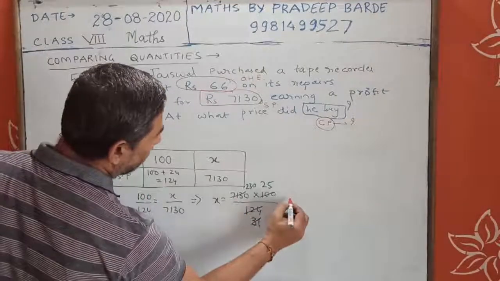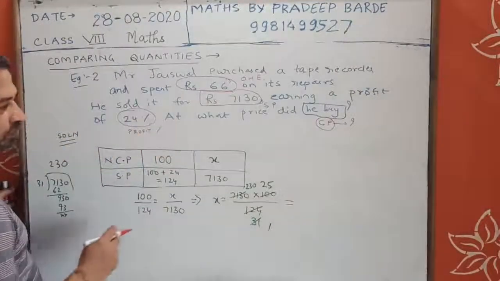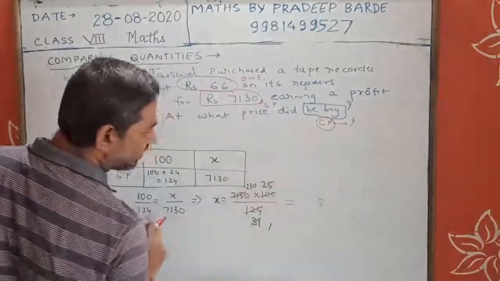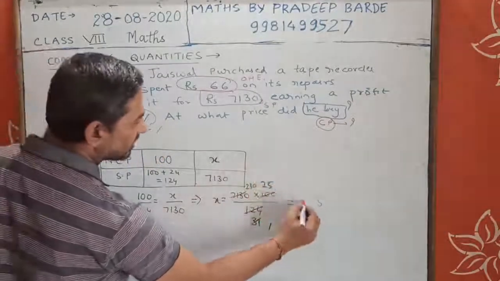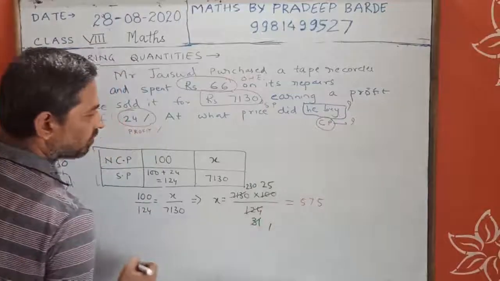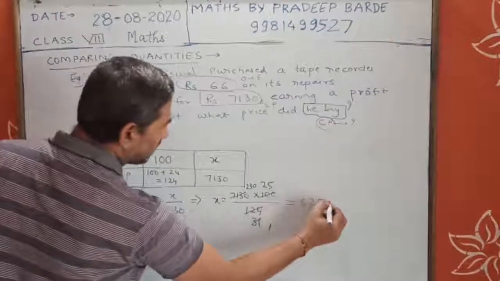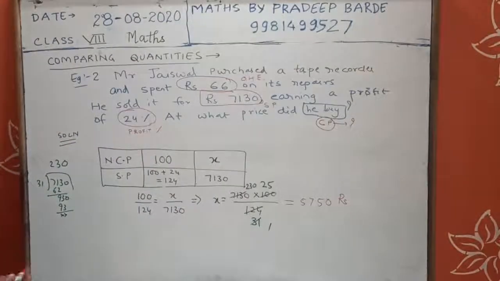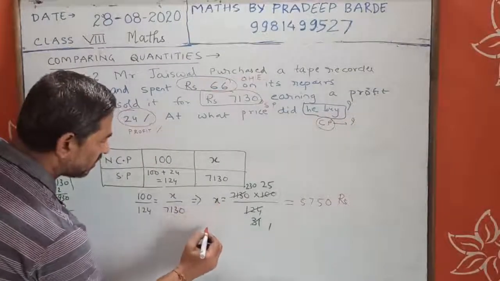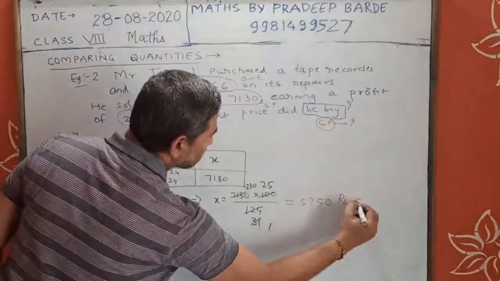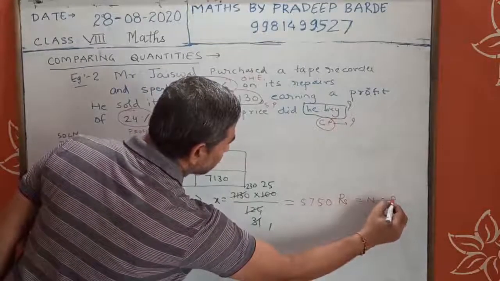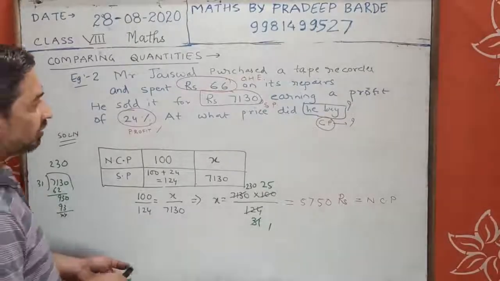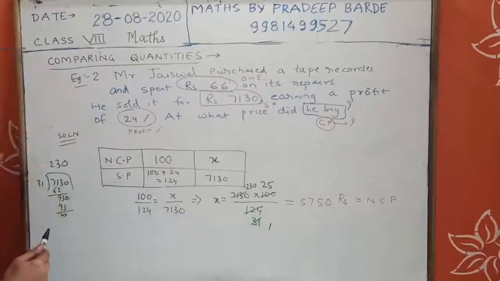Now let's multiply this. 230 into 25. 25 into 3 is 75. 7 remainder. 25 to the 50 plus 7, 57 and a 0 here. So the net cost price, X क्या assume किया था बच्चों? Net cost price is rupees 5750.